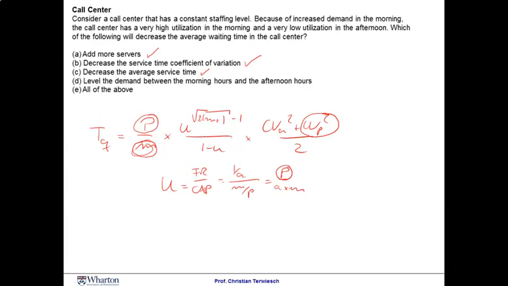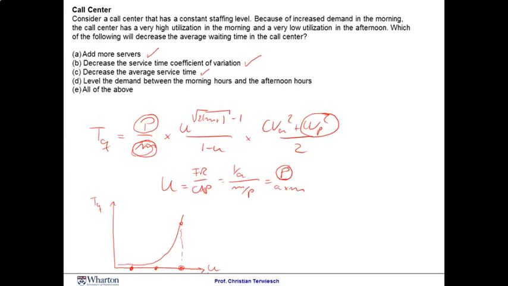Now the last one, option D, is a little tricky here. Leveling the demand. Why would that matter, and how do you think about that? For that, please remember that if you plot the time in the queue as a function of the utilization U, you have this very steep nonlinear effect. And so right now in the morning hours, we have a very high level of utilization. So say we are here, a high level of utilization, and in the afternoon hours we have a low level of utilization.